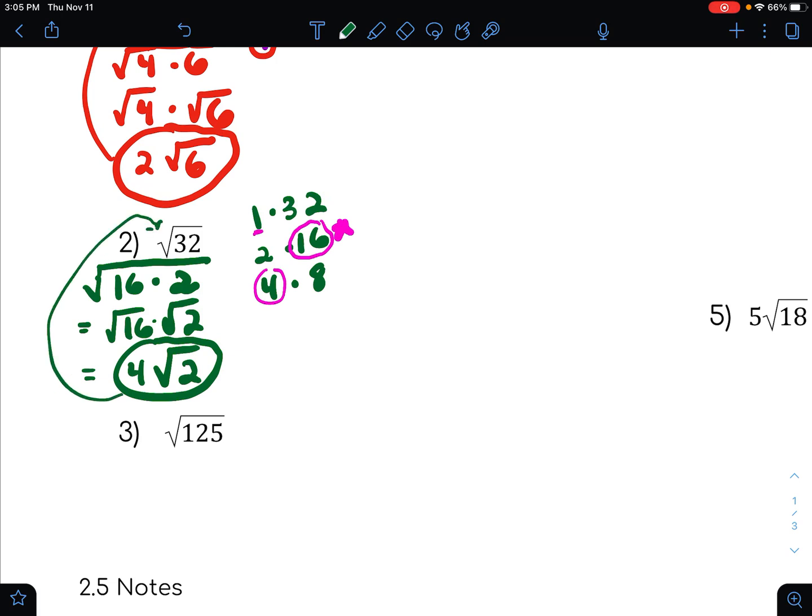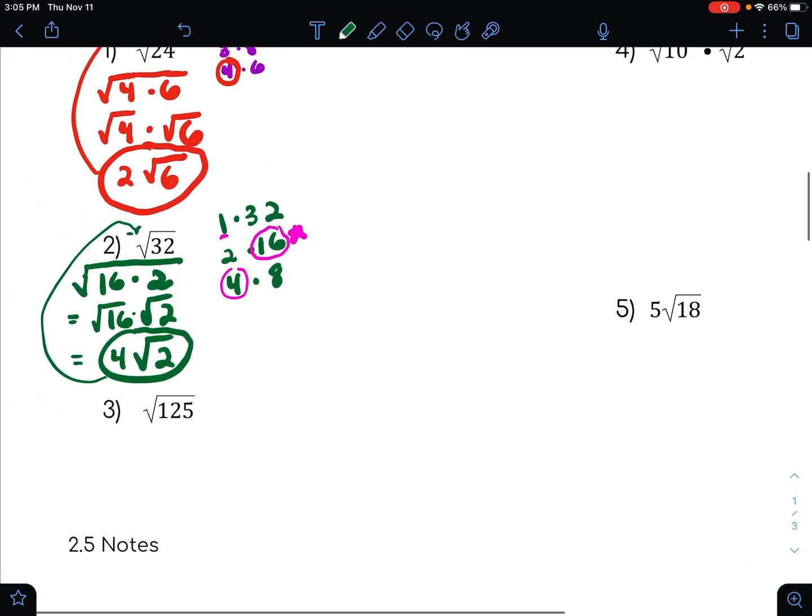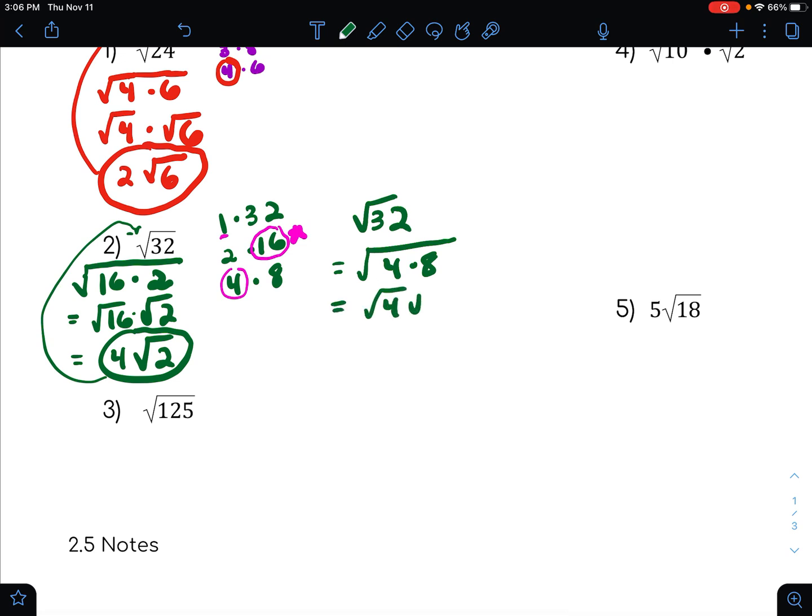4 times the square root of 2 is the same thing as the square root of 32. What if you're like, oh, 4 is a perfect square, I'm going to use 4? Here's what would have happened if you used 4. I'll do this problem over here to the right again, but I'm going to use 4 and 8. The square root of 32 is the same thing as the square root of 4 times 8, and that's fine, which is the same as the square root of 4 times the square root of 8, which is the same thing as 2 times the square root of 8.